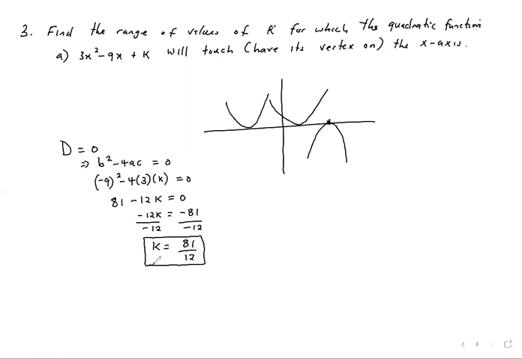So you must be careful with the language. When they say touch, it does not cut. So it only has one x-intercept. So the discriminant is equal to 0 because the root is only one, or they are equal roots. The quadratic has a repeated root.